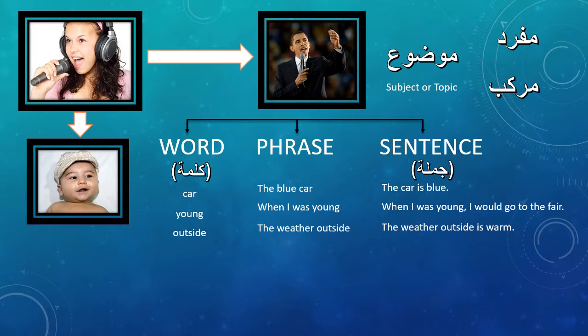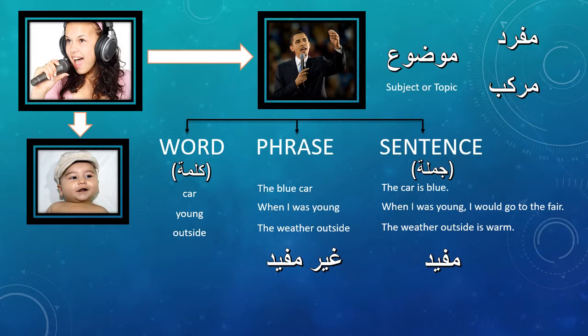Now, a phrase and a sentence will both be considered مركب because they are a group of words. However, one is a complete thought and one isn't. When we have a sentence with a complete thought, we call it مفيد. When we have a phrase which is not a complete thought, then it's not مفيد. So that means it's غير مفيد.